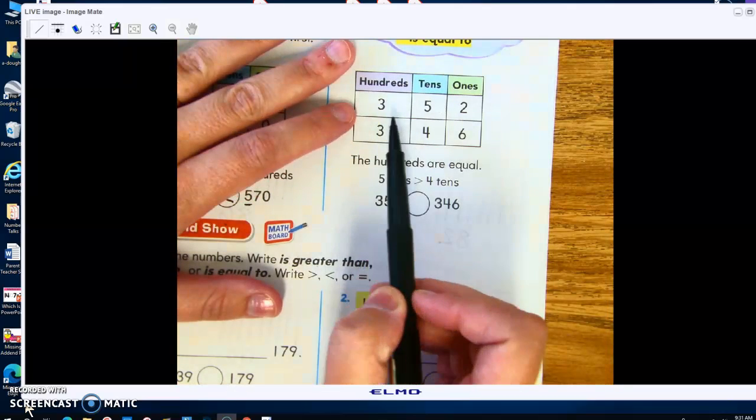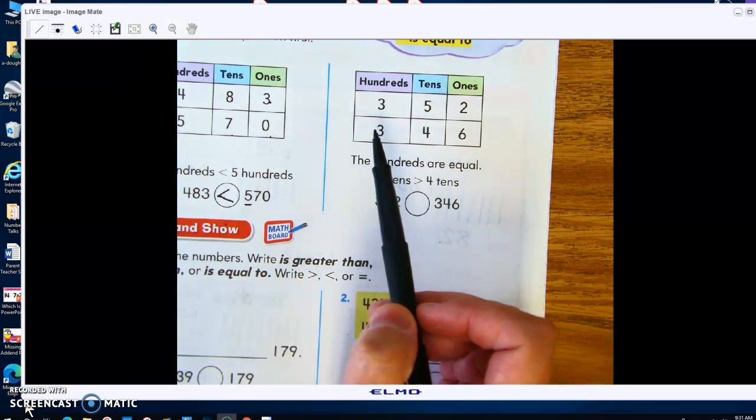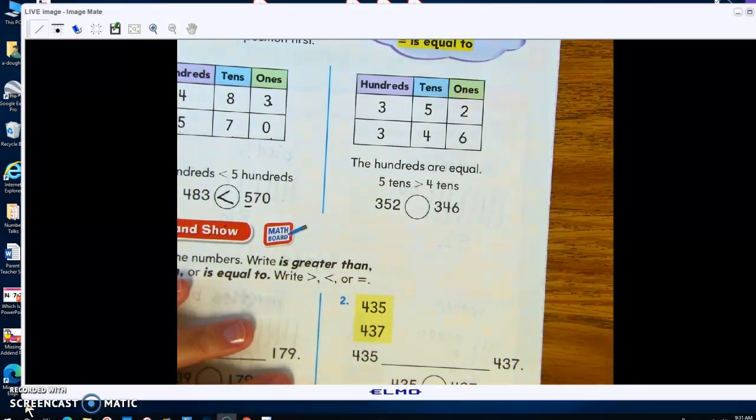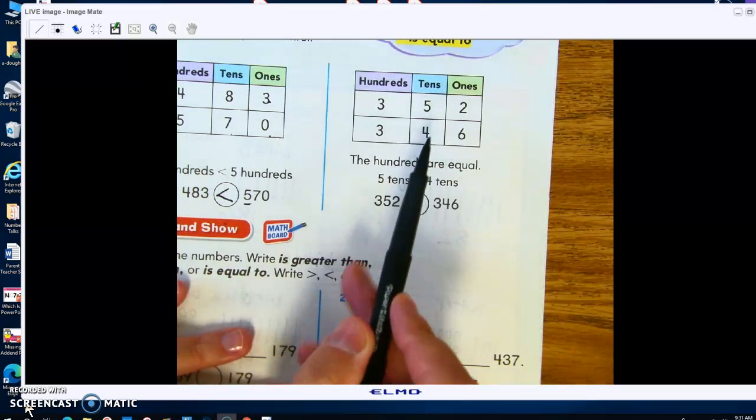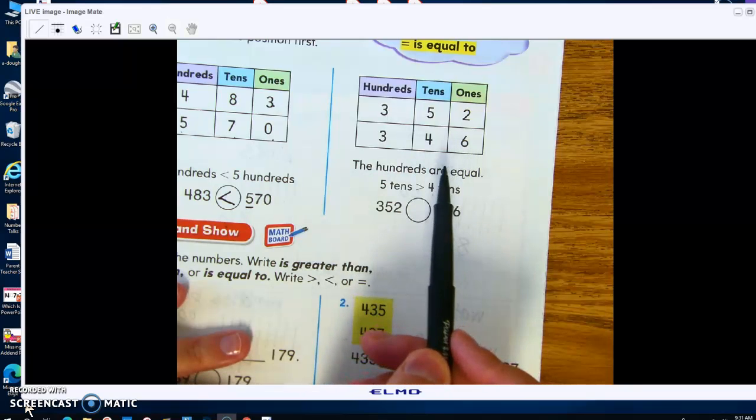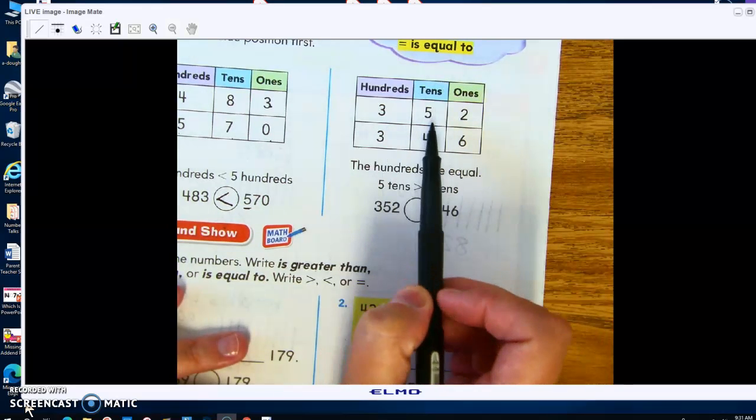So we're going to start with the hundreds. Always start with the bigger number. If it's a 2-digit number, I start with the tens. A 3-digit number, I start with the hundreds. Look, 3 and 3. Can I tell yet? No, because 3 is the same. And I don't put equal to because they're not equal. Even though the hundreds are equal, I still have other numbers to look at. If all 3 numbers were the same, then it's equal. It would be 300. Okay, then I move on to the tens.